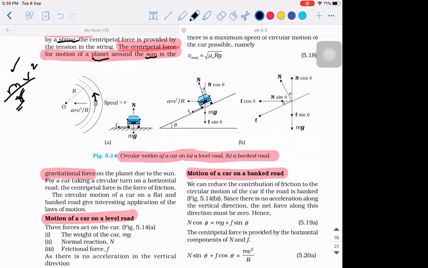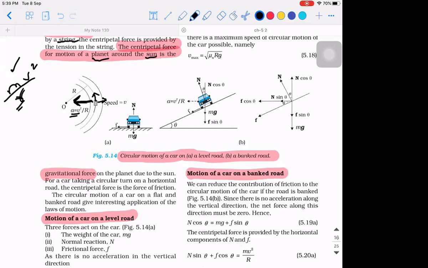If the car has to safely turn along a circular path, what is the necessary acceleration that should exist? V square by r, the centripetal acceleration should exist. If you multiply that V square by r with the mass of the car, that will give you the centripetal force. So when the car is trying to get drifted away like this, there is a frictional force that is coming into picture, which is providing the necessary centripetal force.